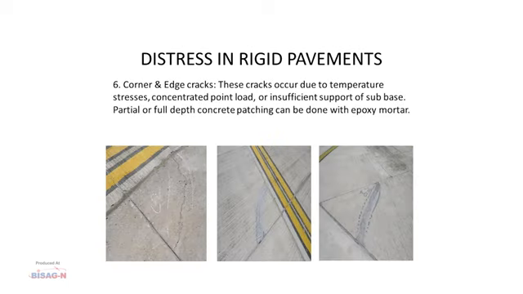Again, a few corner and edge cracks. You can see a corner crack which has been repaired by the epoxy material in this fashion. Corner and edge cracks are formed due to temperature stresses, concentrated point load or insufficient support of subbase. Partial or full depth concrete patching can be done with epoxy mortar or elastomeric material.